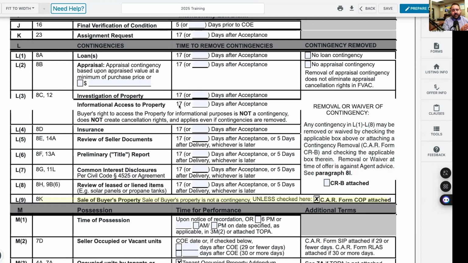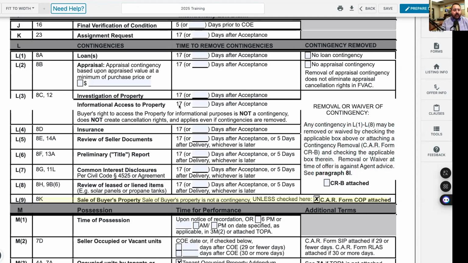Now remember, informational access is separate from the actual contingencies. It just means that the buyer has access to the property for 17 days, even if they've removed all their contingencies prior to that. You have insurance for 17 days, review the seller's documents, review the preliminary title, review any leased or liened items, review any common interest disclosures. All of that is by default 17 days. They made them all the same a few years back.